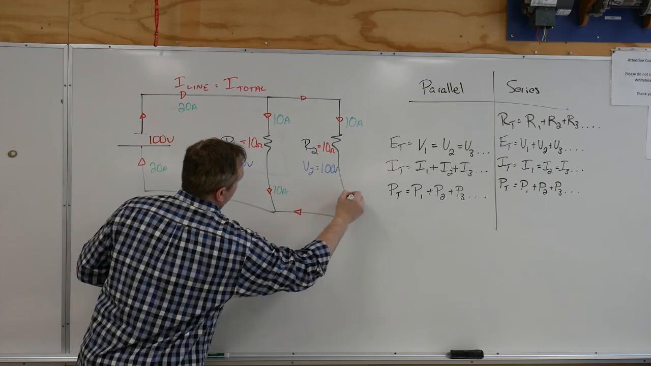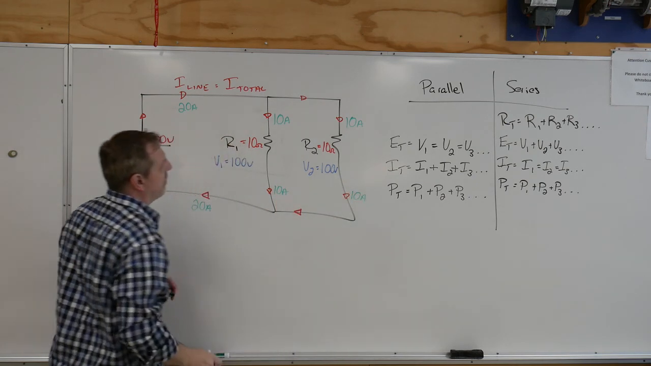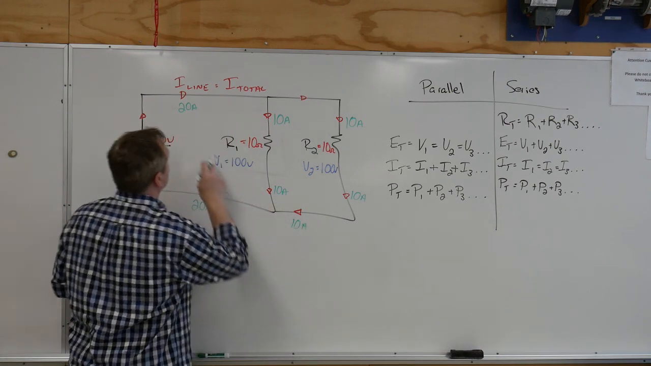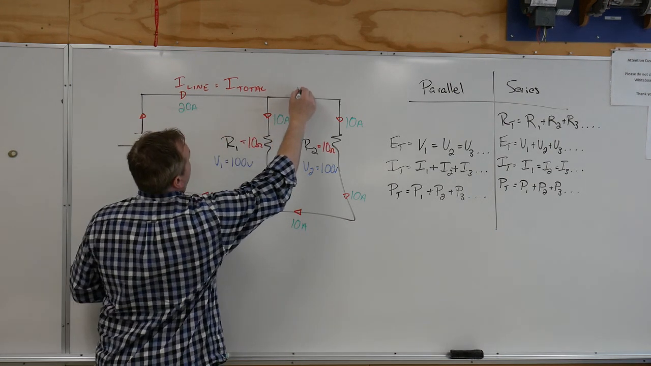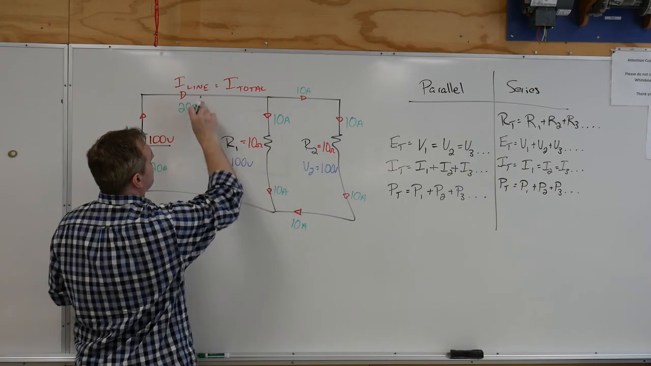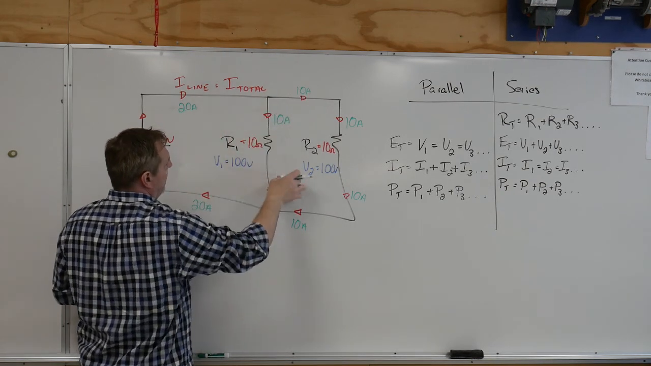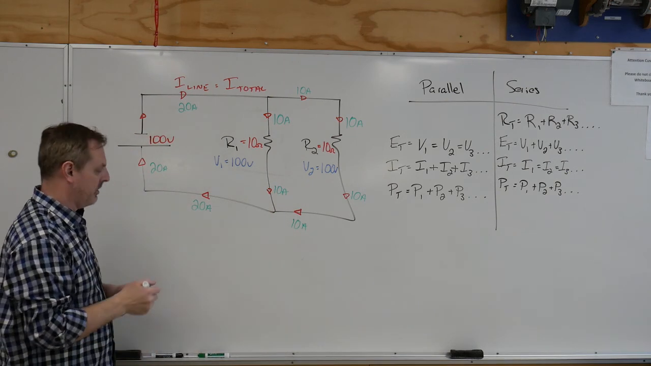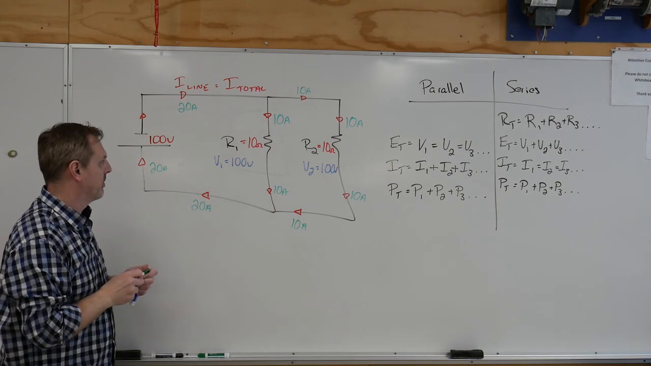I'm just mapping the current out here so you can see how it flows within the circuit. This is 10 here. So we started with 20. We need 10 this way because of that load, and we need 10 here because of that load, so the 20 becomes 10 and 10. These 10s join back together to give us the 20 again. So that's how current flows within a parallel circuit.